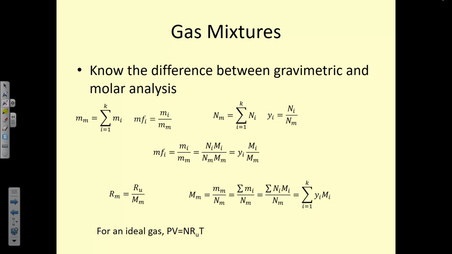And then the difference between gravimetric and molar analysis. We're not going to worry about Amagat's and Dalton's law so much on this exam, but you should be able to take either molar form or mass form and manipulate things to find an average mass, an average gas constant, an average molar mass for any combination of things. And then once you have that, how would you find a volume, temperature or pressure, things like that.